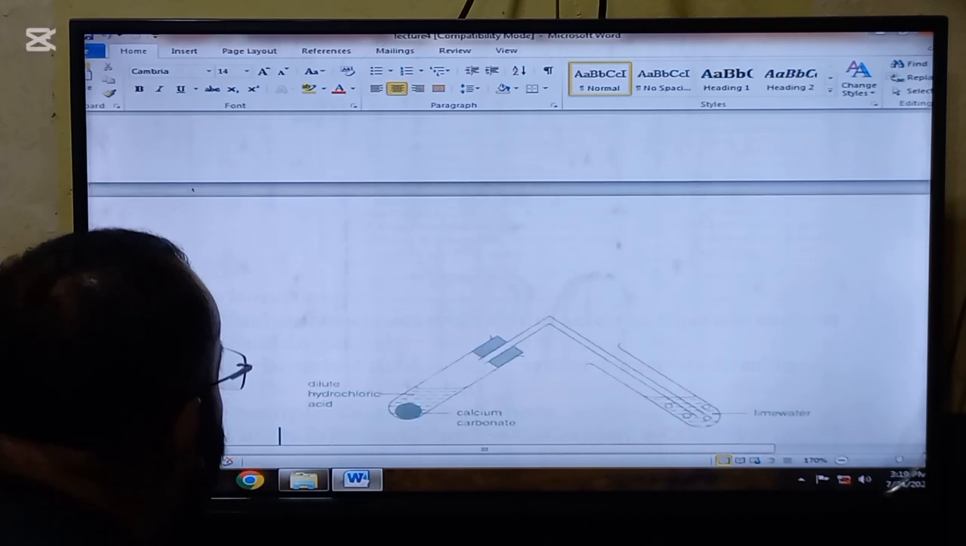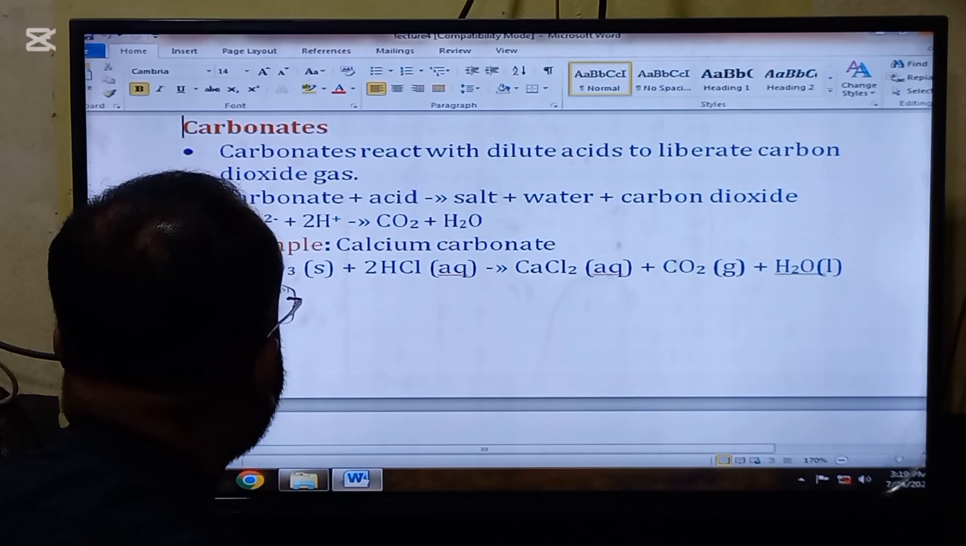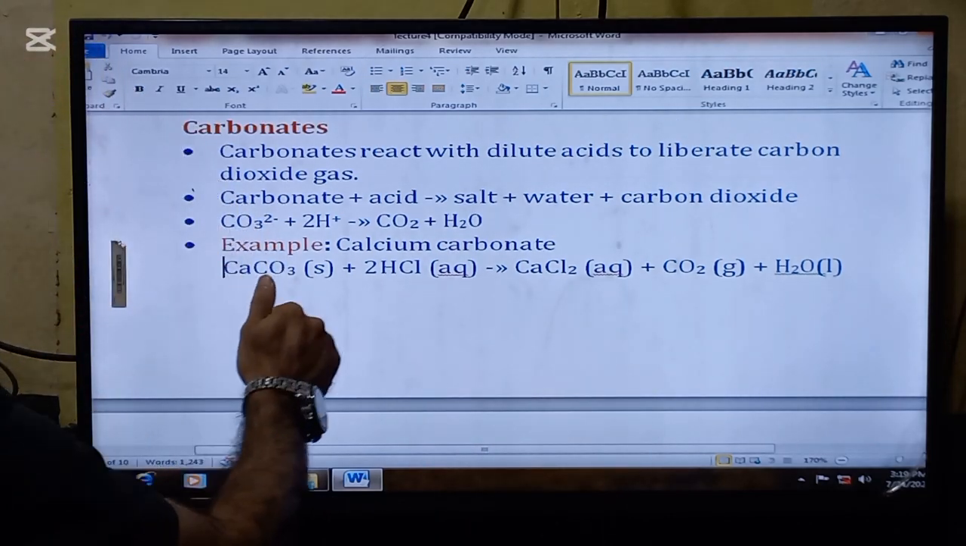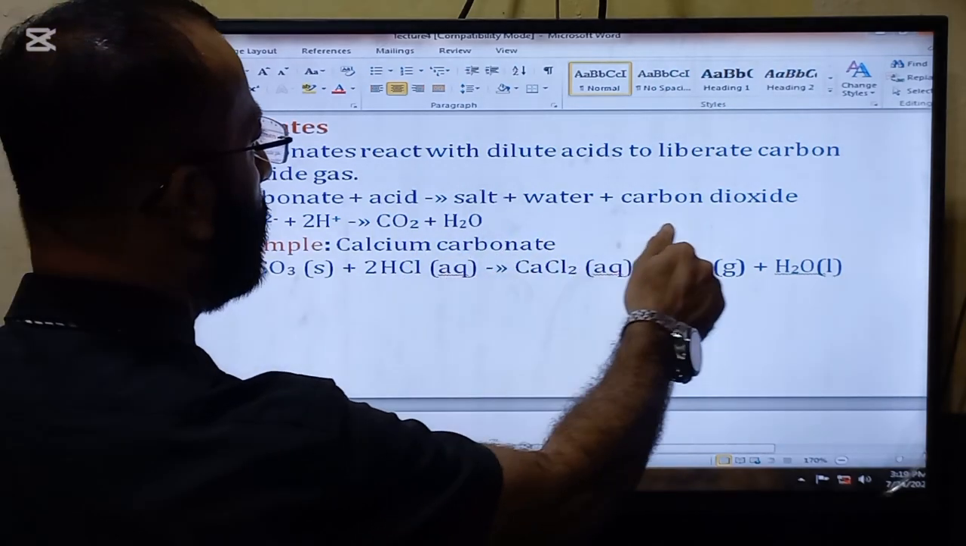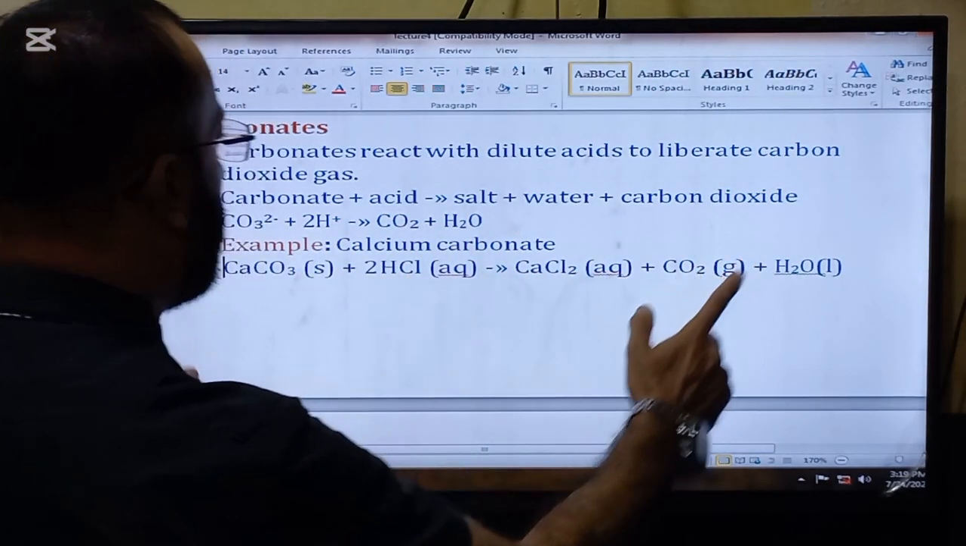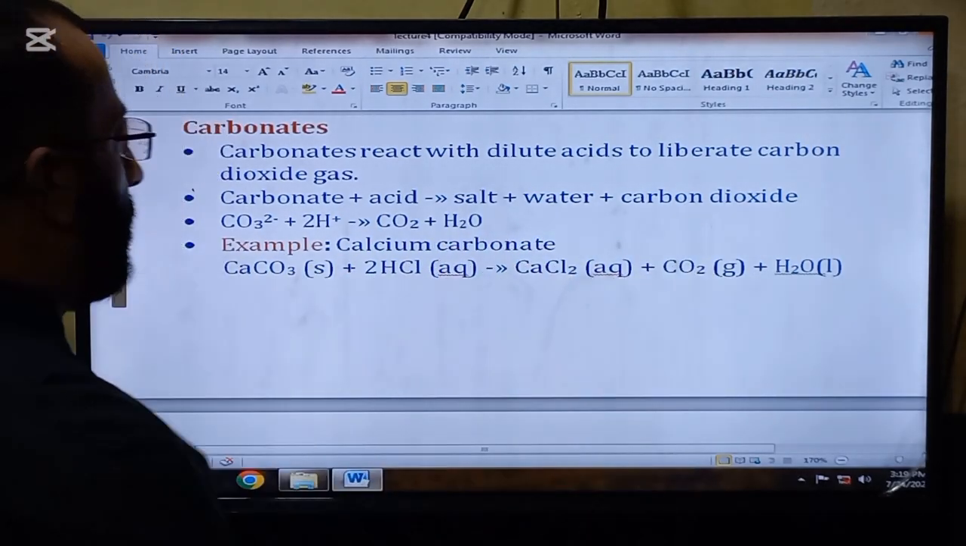Okay, here is just the explanation now. So that was the original thing, that was the table. So here is just the explanation now. Carbonates react with dilute acid to liberate carbon dioxide. This is the general equation: carbonate plus acid forms salt, water and carbon dioxide.